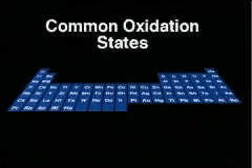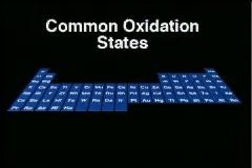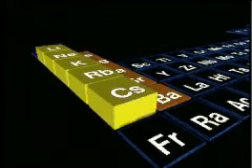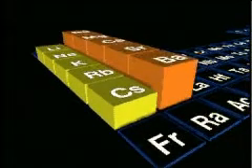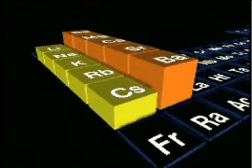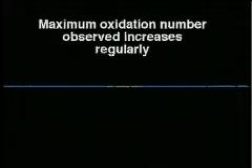The common oxidation numbers of the elements exhibit periodic trends. For example, the common oxidation numbers of the alkali metals are all +1, while for the alkaline earth elements of group 2, they are +2. These values correspond to the numbers of valence shell electrons in the atoms of these elements. As we move from left to right across a given row, the maximum oxidation number observed increases regularly.